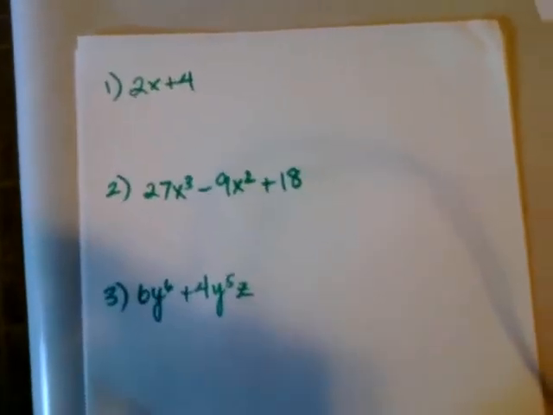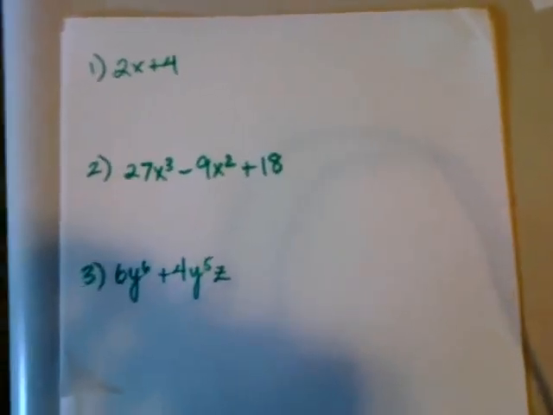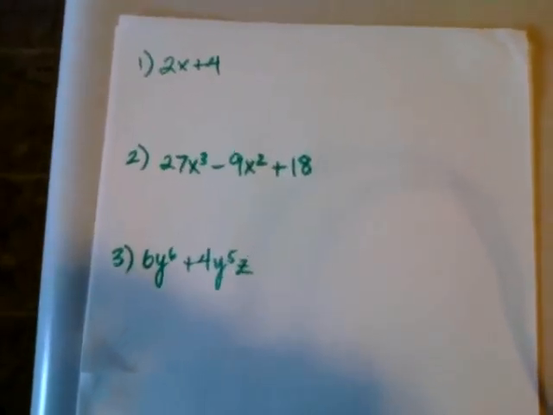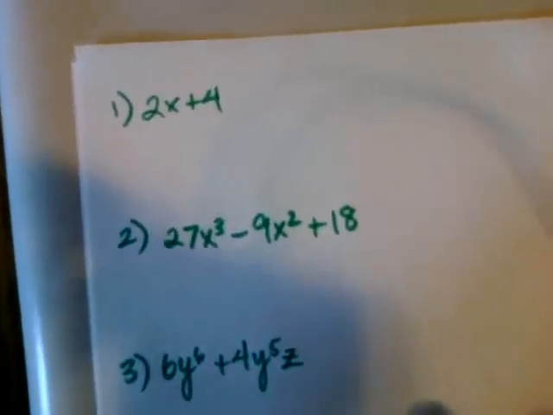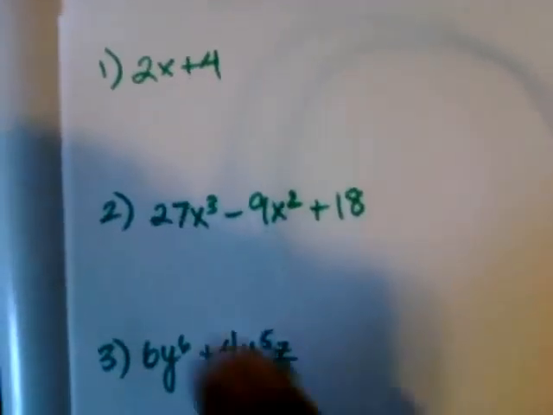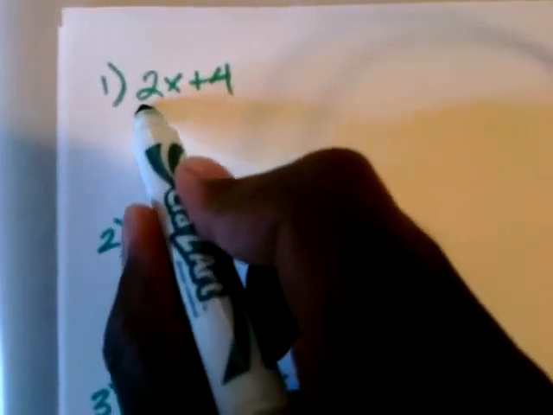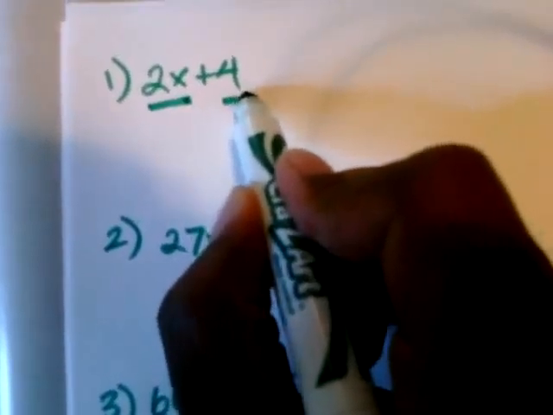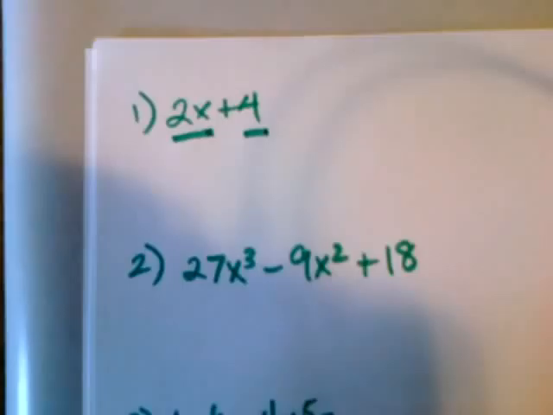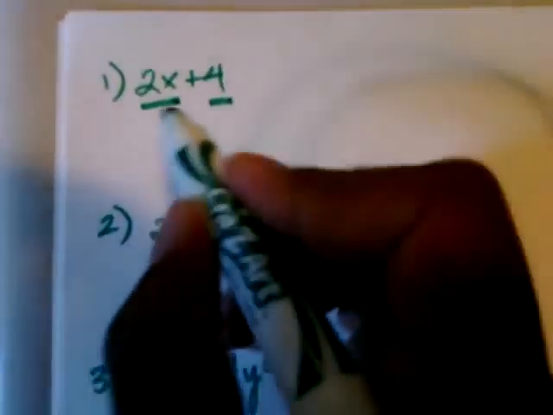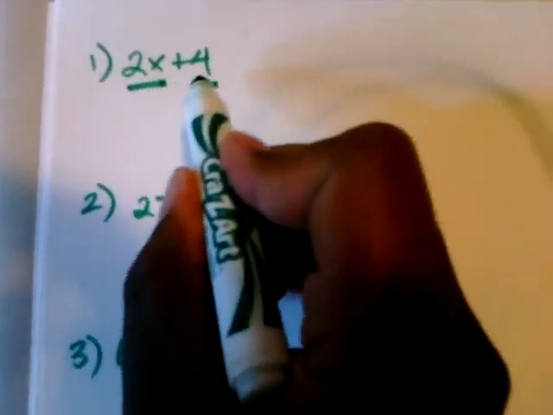All right, I'm going to do the first three problems from the factoring out the greatest common factor worksheet. And so I'm looking at this first problem here, and I see that I'm looking at both of the terms. This is a term, and this is a term. They're separated by addition right there. And those terms, their common factor is 2.